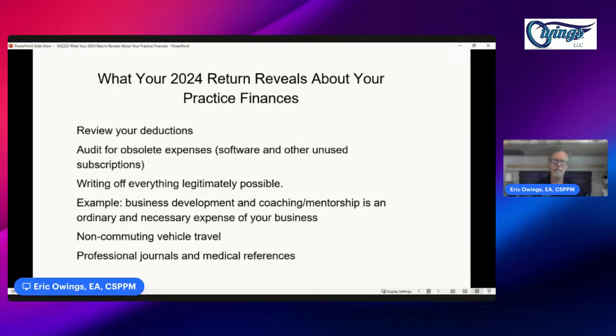Review your deductions. Now, this is kind of a no-duh, but there are things on your profit and loss statement that appear on your tax return that might have you scratching your head. You're wondering what's going on.